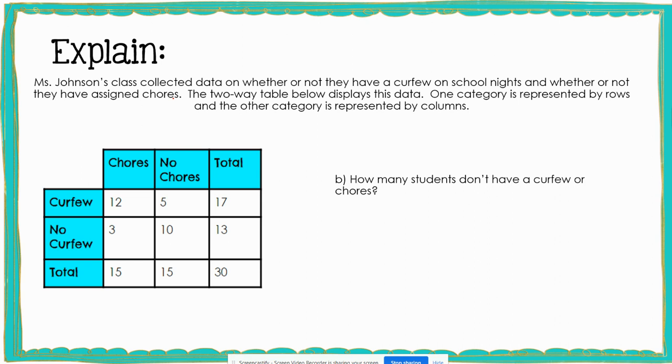B says how many students don't have a curfew or chores. So we're looking for students who have no curfew and no chores. So let's start with no curfew. Well, 3 students have no curfew but have chores. So that's not going to help me. I'm looking for don't have a curfew and don't have chores. Well, then we have 10 students who have no curfew and have no chores. So that means that my solution here is that there are 10 students who don't have a curfew or chores.